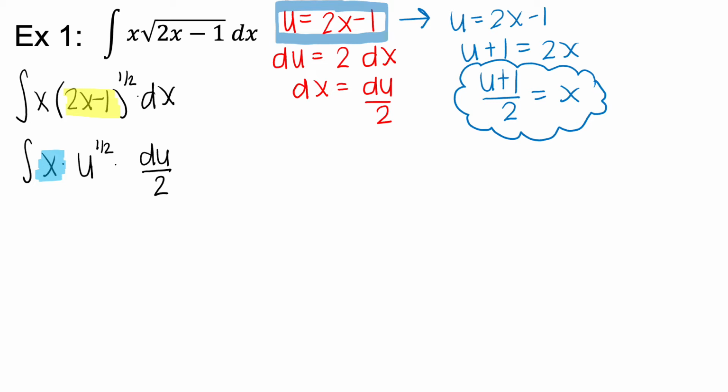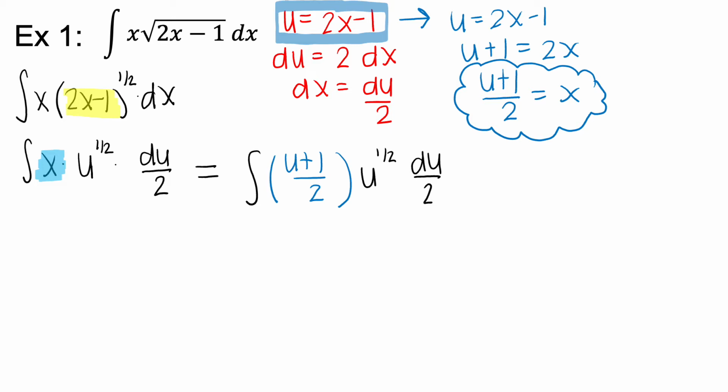So now I'm going to go back to my integration step and I'm going to rewrite my integral again, but this time I'm going to replace x with u plus 1 over 2, and then I still have u to the 1/2 du over 2. So now what I have is an integral that is completely in terms of u. It's just a little bit messy.